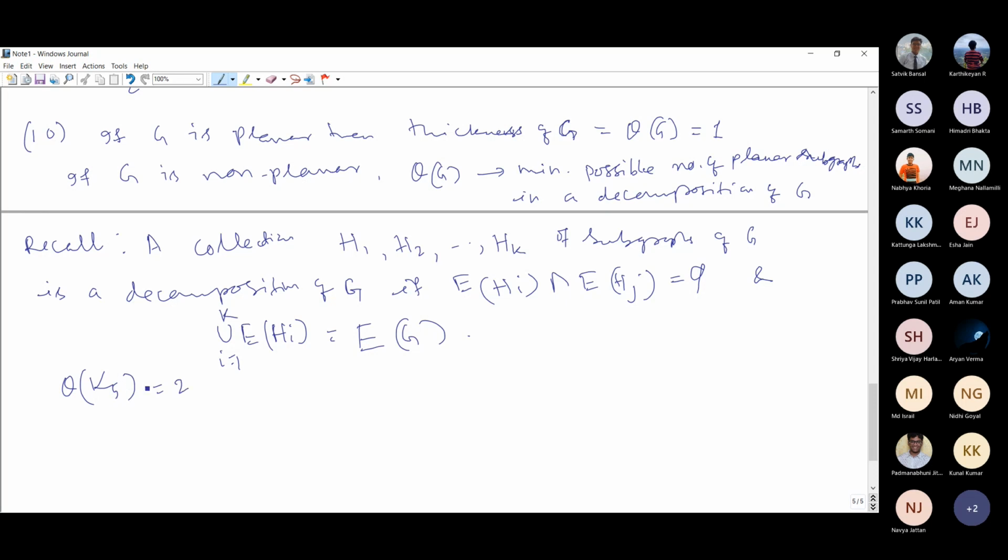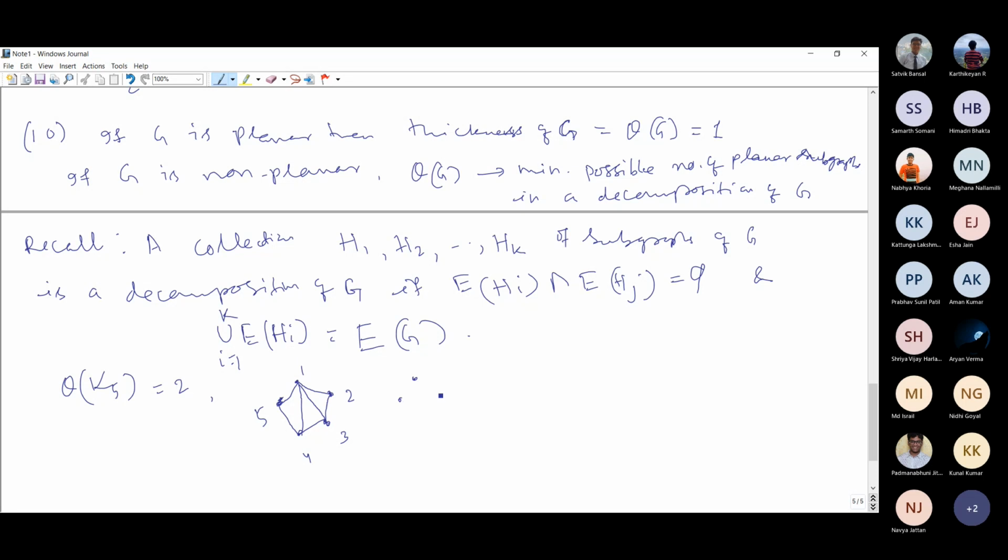That is why you need at least 2 layers, right? In K5, you can keep some of the vertices, say 1, 2, 3, 4, 5.